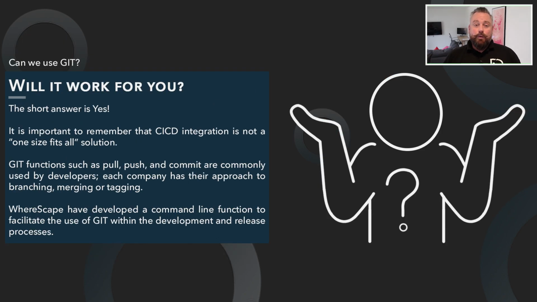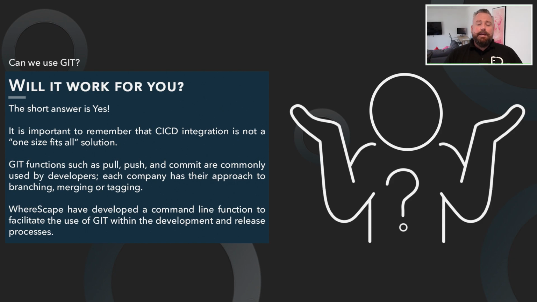So we're often asked, will this work for us? And in short, yes it will. There's not a one-size-fits-all solution, as many companies have different ways of branching and merging code to tagging code in a Git repository that may differ from other organizations. You may have a slightly different development lifecycle to another company, so then it just comes down to tailoring the solution to make sure it works inside of your organization.